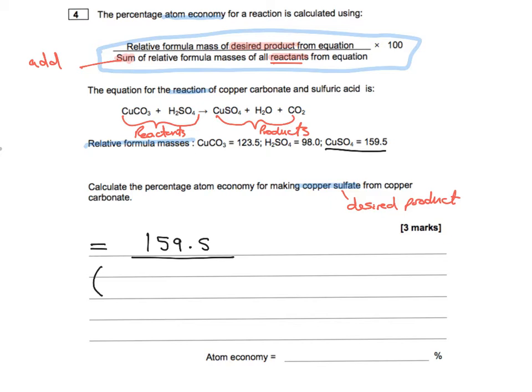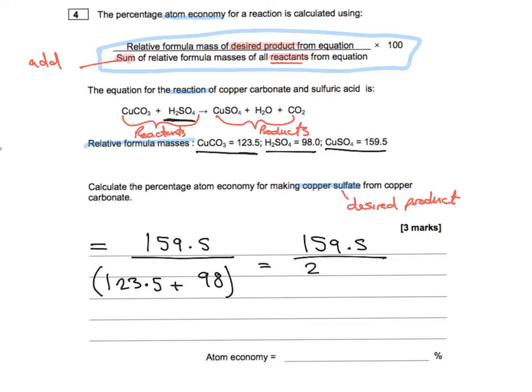So that's copper carbonate, 123.5, add sulfuric acid, which is 98. So if I do this, I have 159.5 divided by 221.5. It then says times 100. And this gets me my answer of 72.0%.